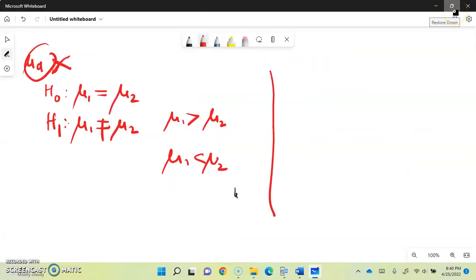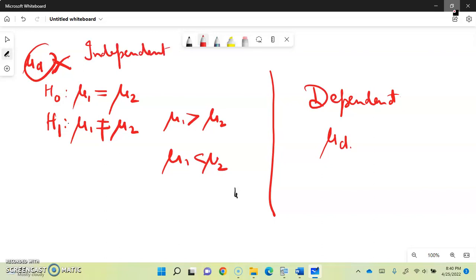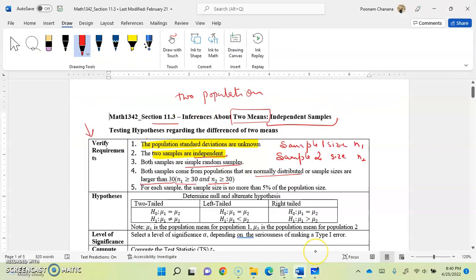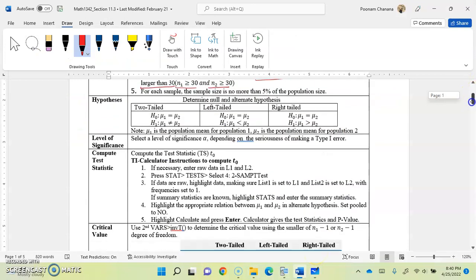Okay. So when you're talking about dependent or matched pairs, at that time we work with mu d. But when we are talking about independent samples, at that time we do not work with mu d. Okay, we write it as it is. So the null hypothesis is mu1 equal to mu2 and the alternate hypothesis is mu1 not equal to mu2, or mu1 more than mu2, or mu1 less than mu2. So let's look into that. So these are the steps.